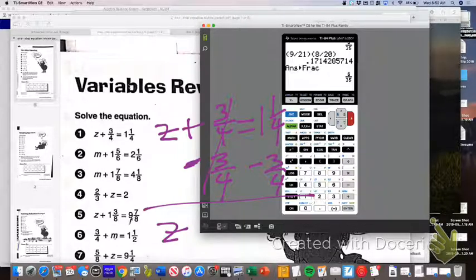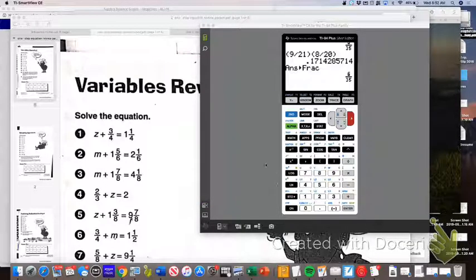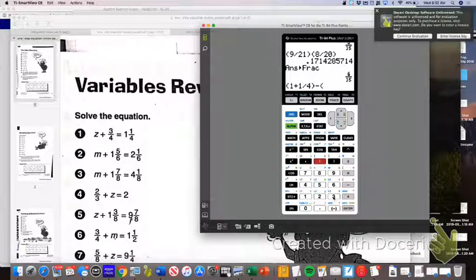In my calculator, I'm going to open the parentheses, and to do the number 1 and 1/4, I'm going to do 1 plus 1 divided by 4 and close the parentheses. So that's how we make a mixed number. We're going to subtract, open the parentheses. 3/4 is 3 divided by 4. We're going to close the parentheses, hit enter.